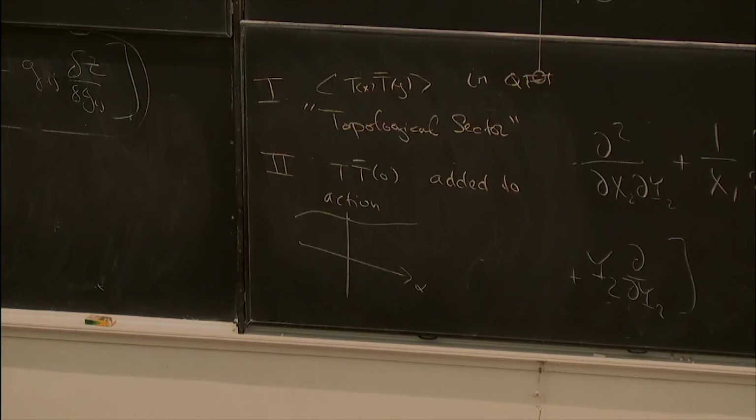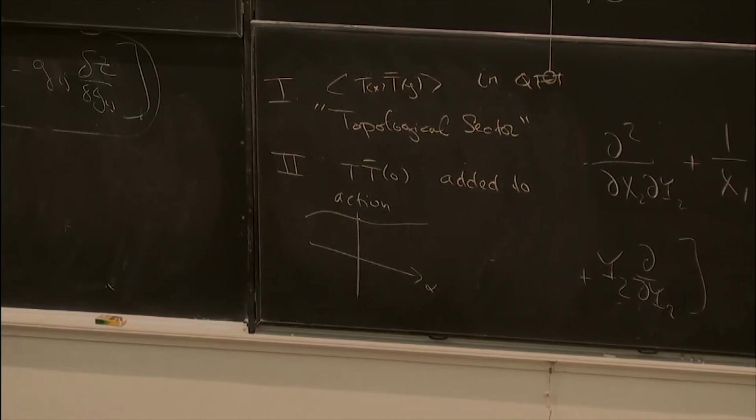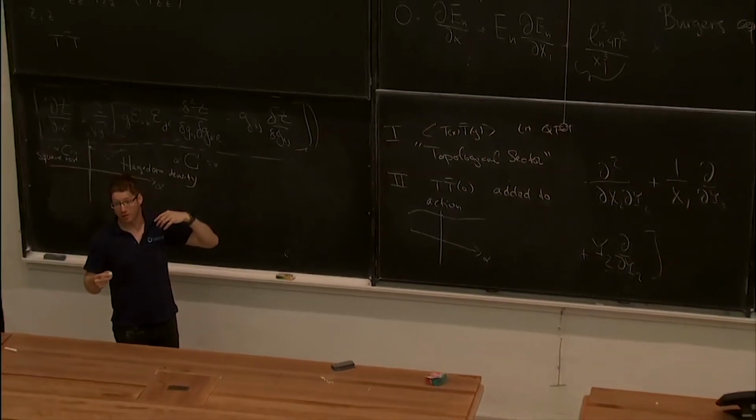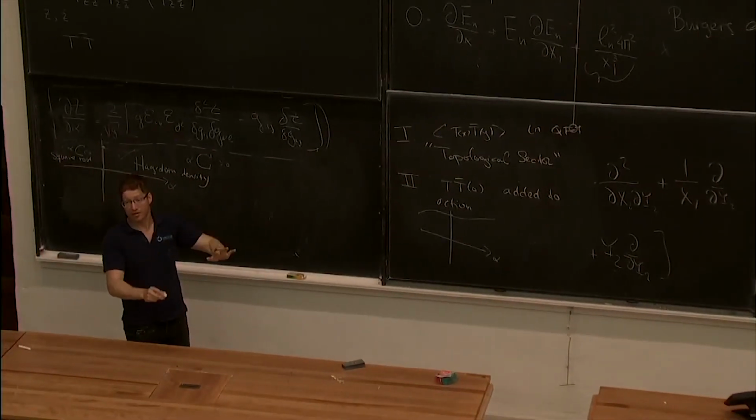In any case, it's somewhat interesting that there is such a topological sector in arbitrary RG flows in 1+1 dimensions. That's a new technical observation. That's correct.